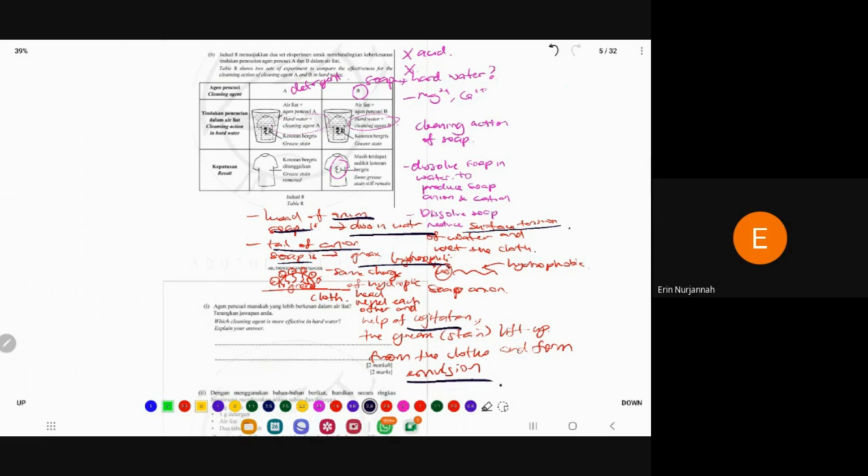And then you must also know the difference between detergent and soap. Other than soap cannot react with hard water and acid, but detergent can react with both. Other than that, detergent is non-biodegradable because it is made from petroleum. Soap is made from vegetable oils. They are biodegradable.